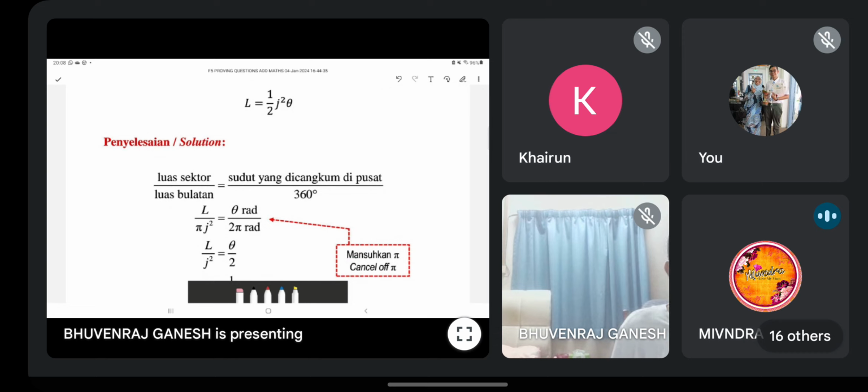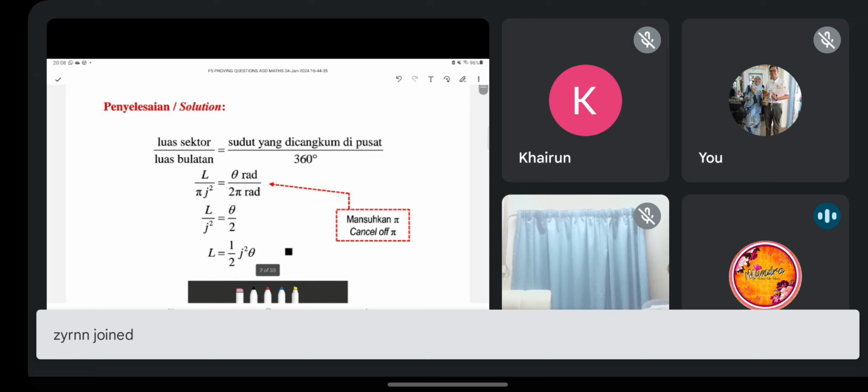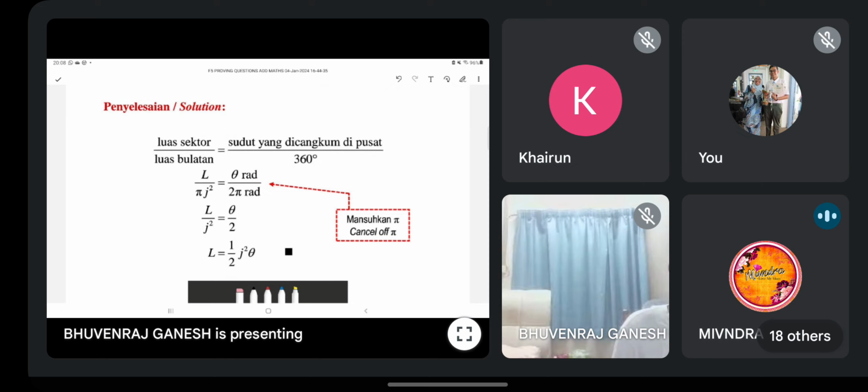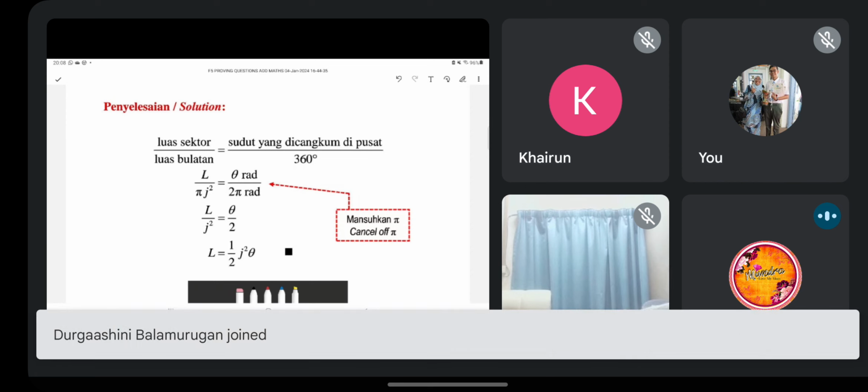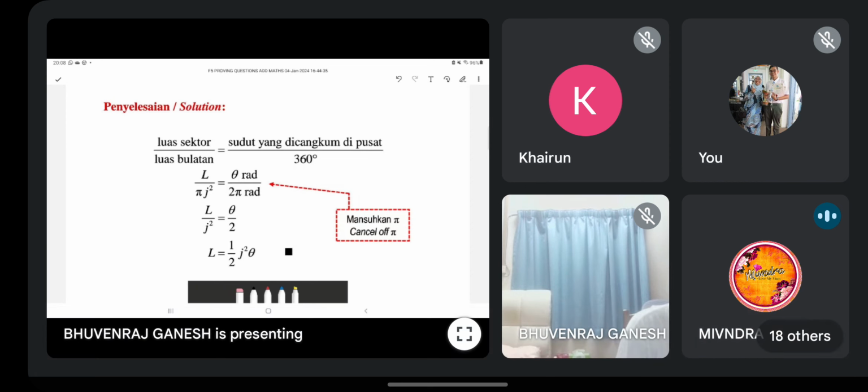So luas sektor kita boleh guna L per pi j square, sebab luas bulatan rumus dia pi j square, sama dengan theta radian per 2 pi radian. Kita perlu guna dalam radian sebab ni Add Maths dan rumus tu tukar radian. So L per pi j square, kita boleh darab dengan pi untuk hapuskan, then kita dapat L per j square sama dengan theta per 2. Lepas tu kita pindah dapat 1/2 j square theta.